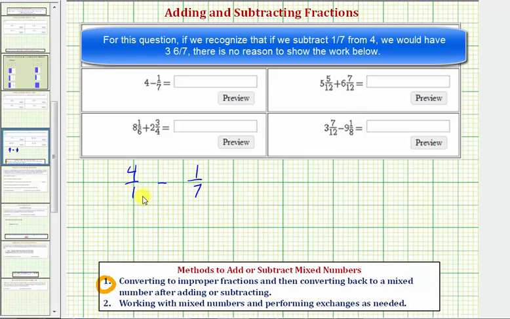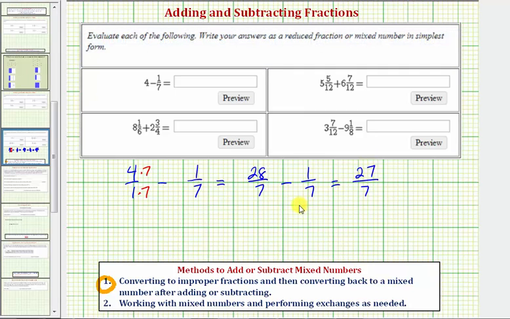Notice how here, because we have a denominator of 1, the least common denominator would be 7. So we'll multiply 4 over 1 by 7 over 7. Notice how this would give us 28 sevenths minus 1 seventh. And now that we have a common denominator, we can go ahead and subtract. The denominator stays 7, and the numerator is going to be 28 minus 1, which equals 27. So this is our difference, and it does not simplify, but because we have an improper fraction, let's convert it back to a mixed number.